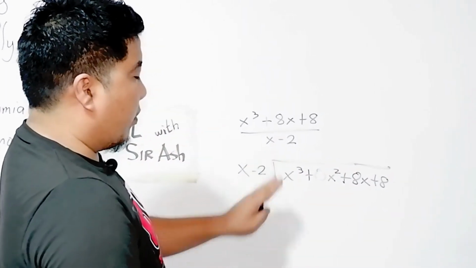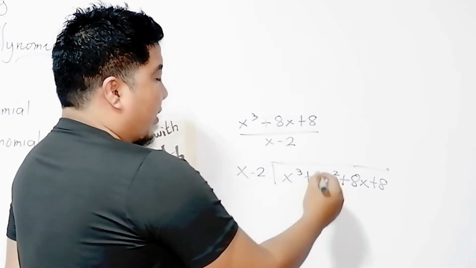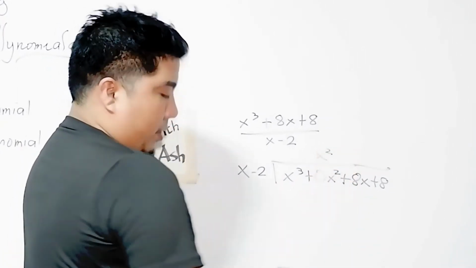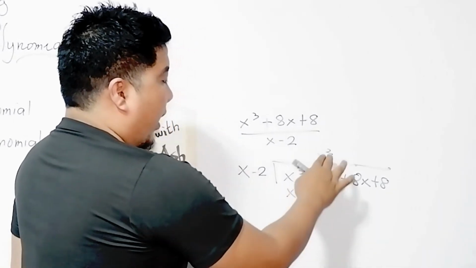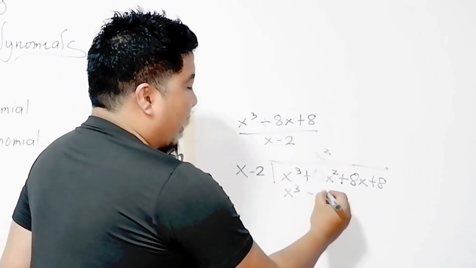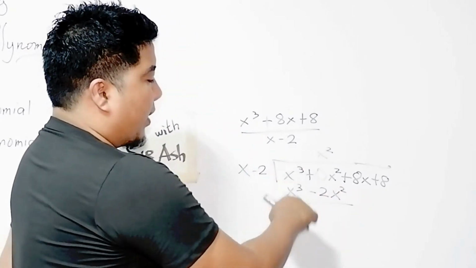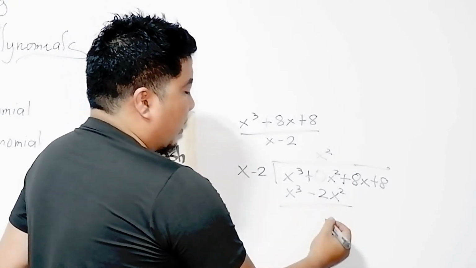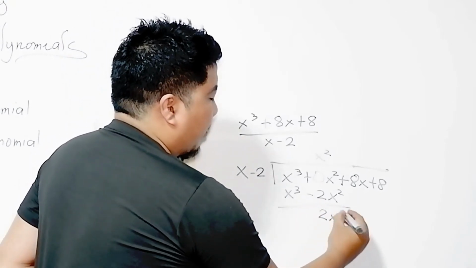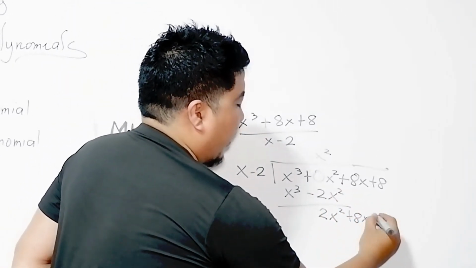I will cover this, so give me x. I will also cover this one. So x cubed divided by x, that is x squared. X squared times x, that is x cubed. X squared times negative 2, that is negative 2x squared. Okay. Nothing is left here. 0 minus negative 2. Minus negative will become positive. So that will give me positive 2x squared. I will bring down the remaining terms.